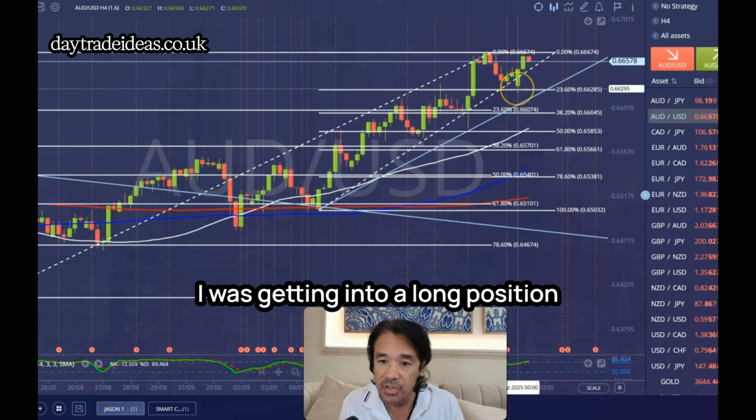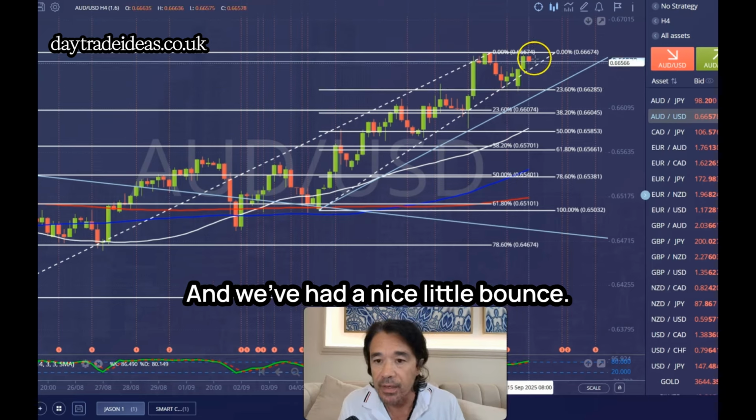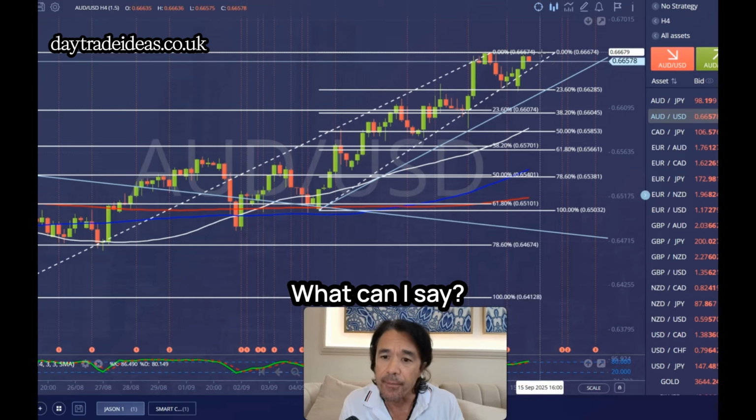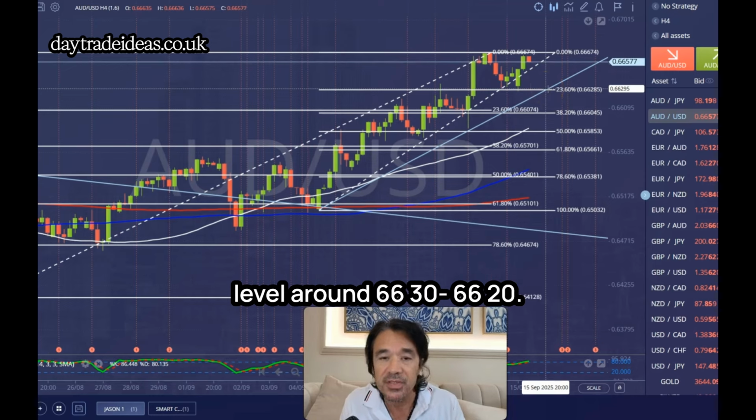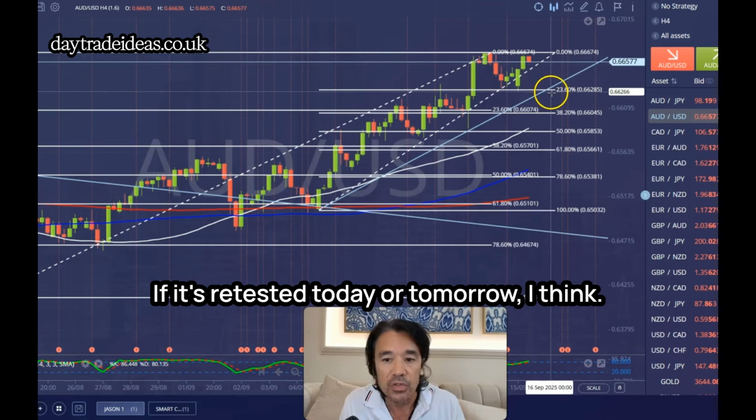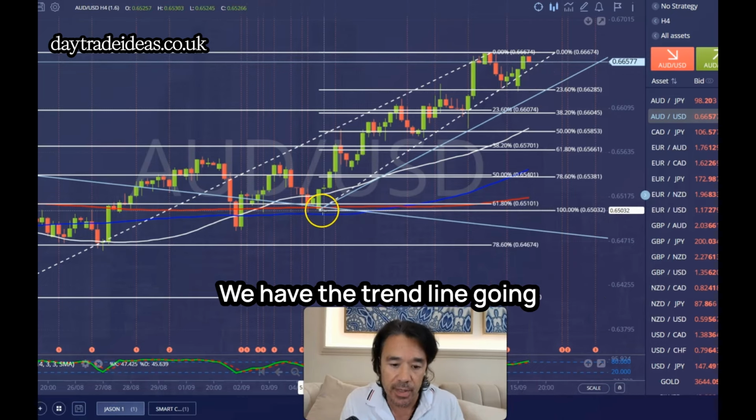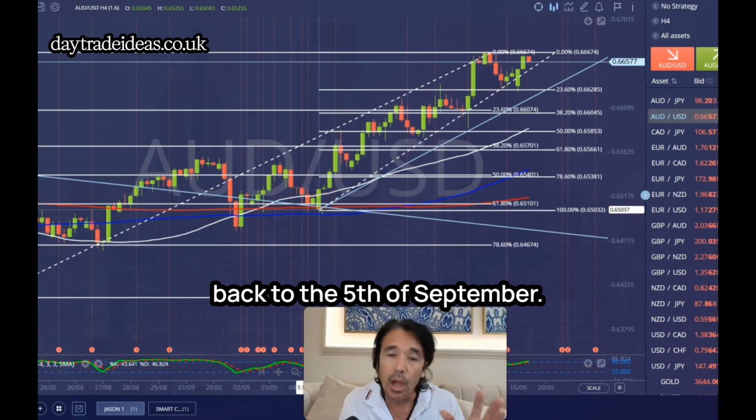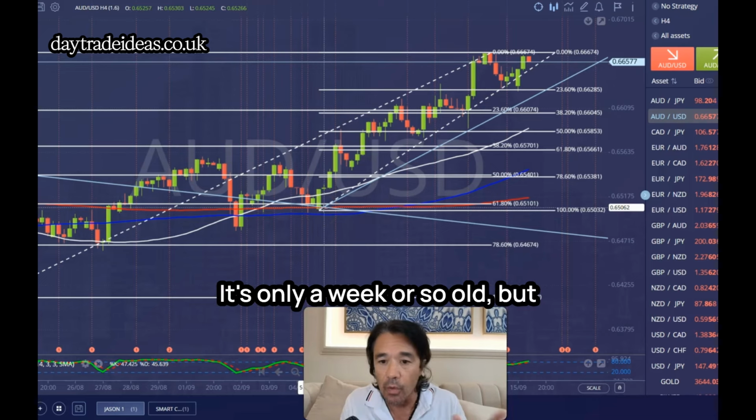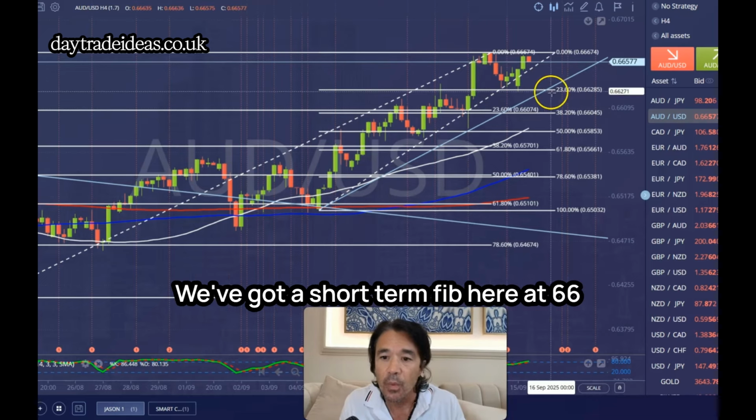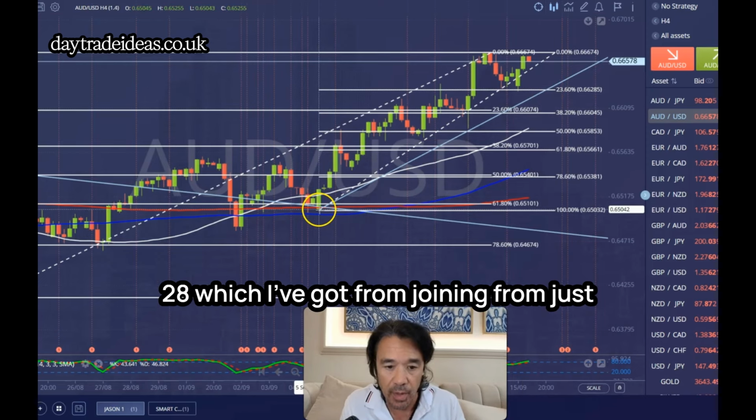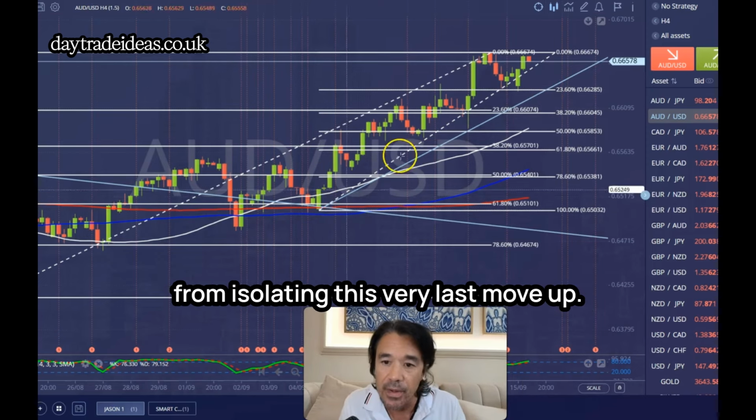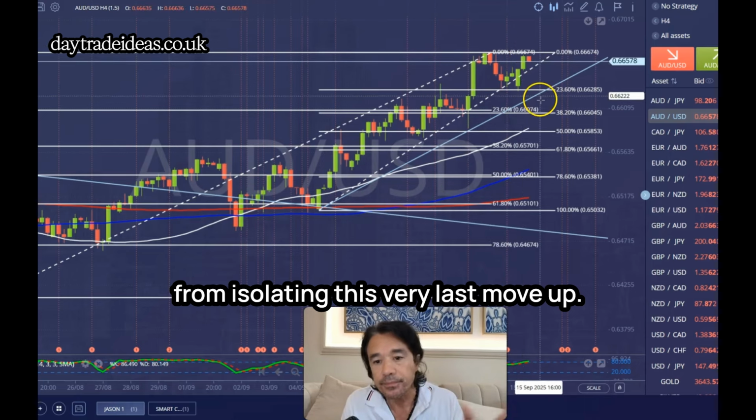I was getting into a long position down here actually on Friday, and we've had a nice little bounce. What can I say? This will still be a good support level around 66.30, 66.20 if it's retested today or tomorrow, I think. We have the trend line going back to the 5th of September. Okay, it's only a week or so old, but still worth paying attention to. We've got a short-term fib here at 66.28, which I've got from isolating this very last move up.